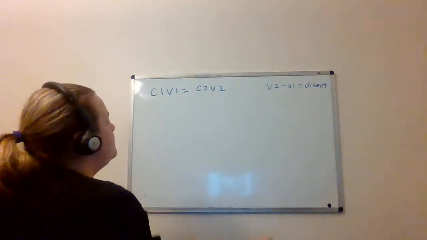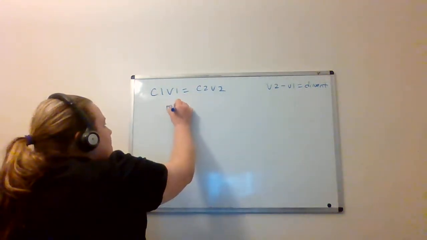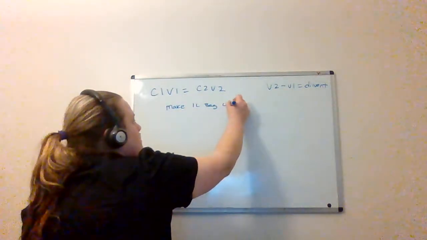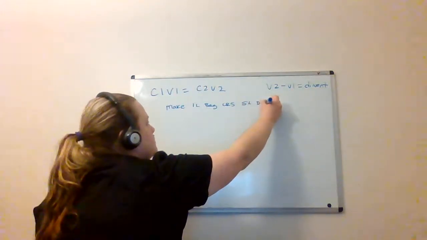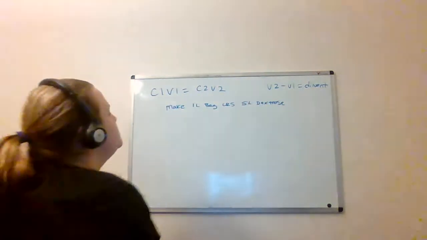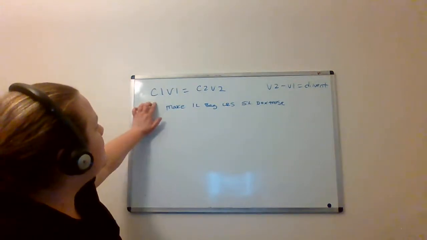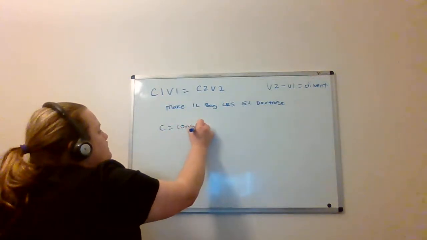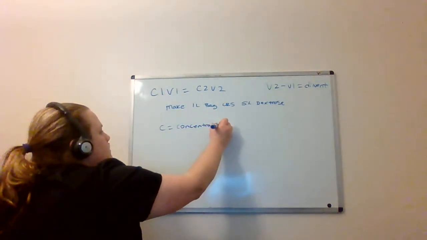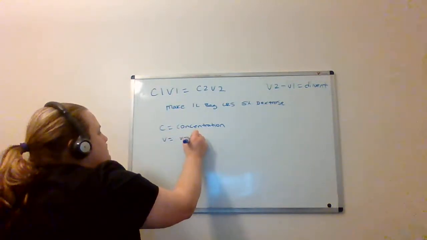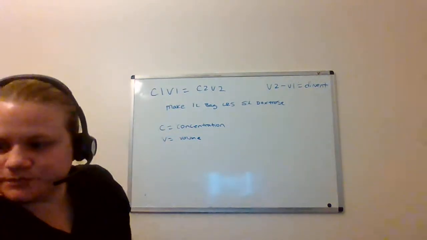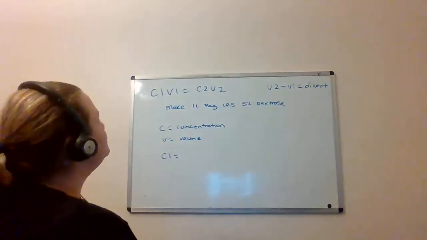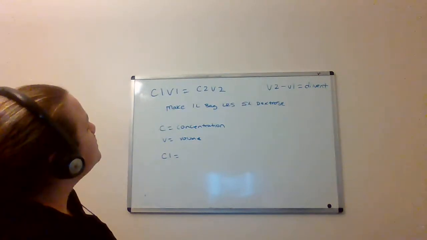So let's say that the doctor says to make a 1 liter bag of LRS 5% dextrose. Okay? So what we need to figure out first is identify our pieces. So C equals concentration, V equals volume. So let's just start with identifying those. C1 is going to be concentration 1. Okay, so we're looking for percentages.